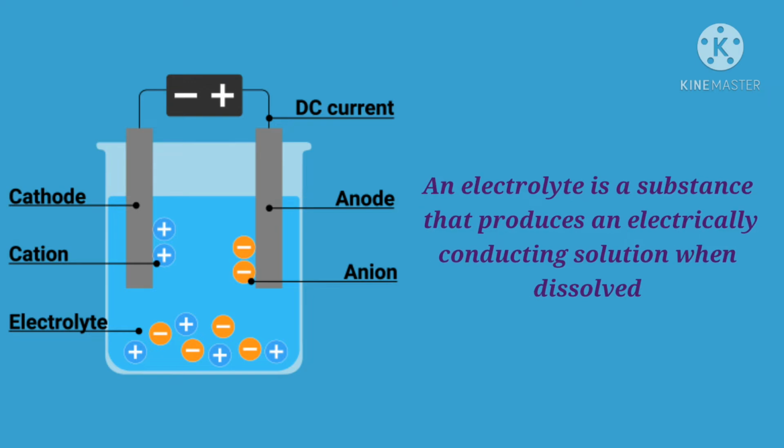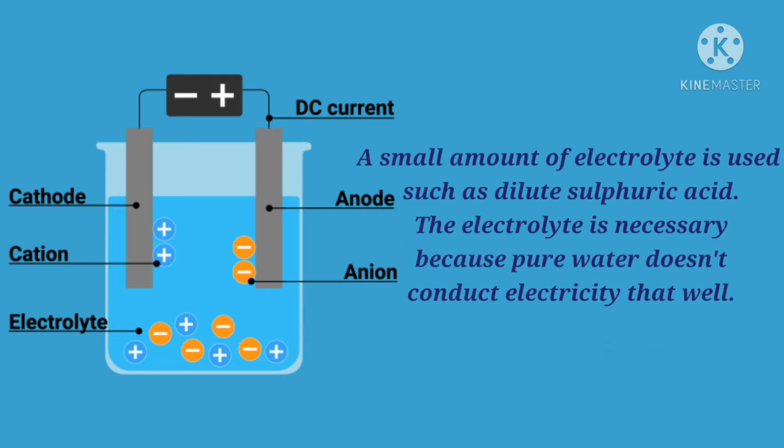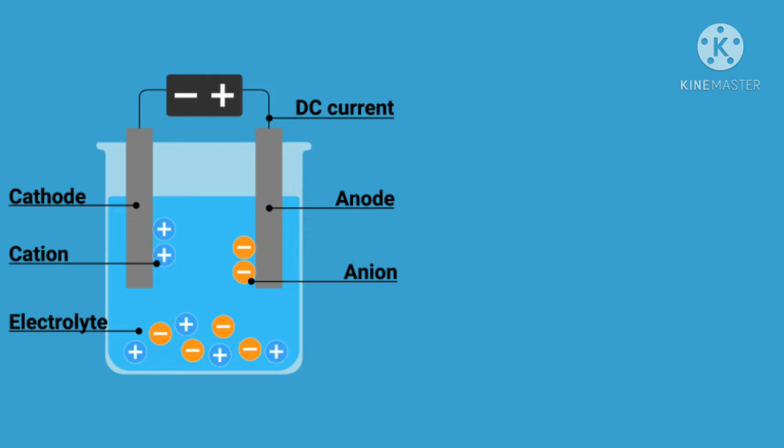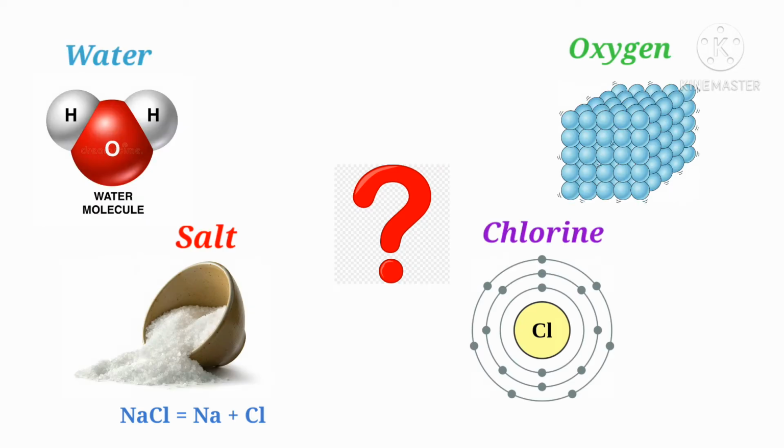An electrolyte is a substance that produces an electrically conducting solution when dissolved. A small amount of electrolyte is used, such as dilute sulfuric acid. The electrolyte is necessary because pure water doesn't conduct electricity that well. We will learn more about electrolysis further in the video. For now, just remember that electrolysis is the breakdown of substances by passing an electric current.